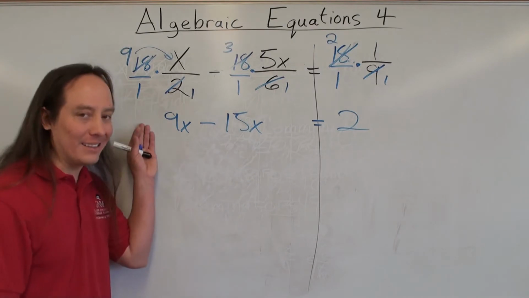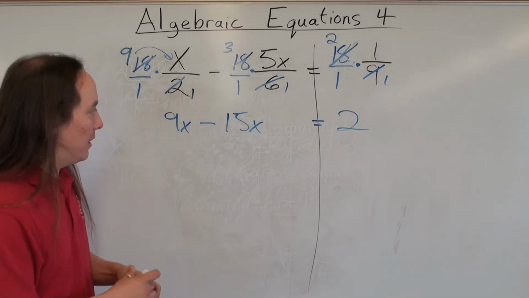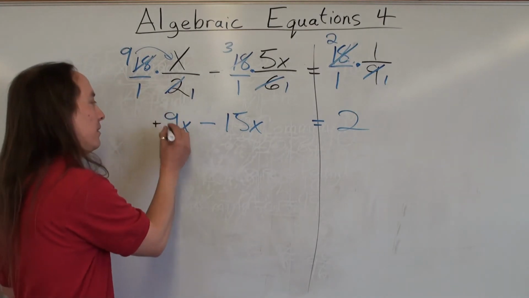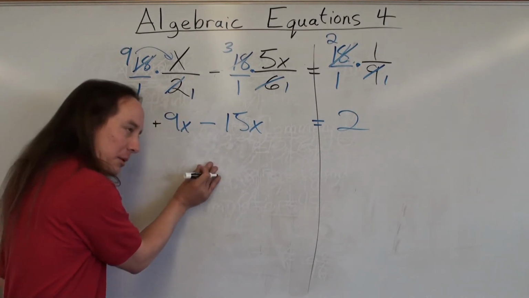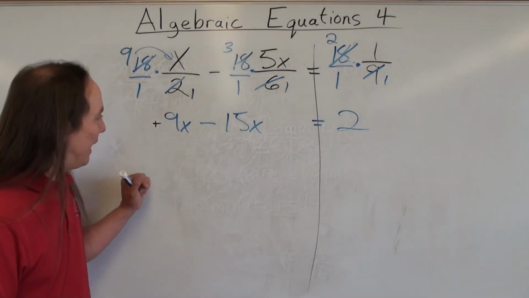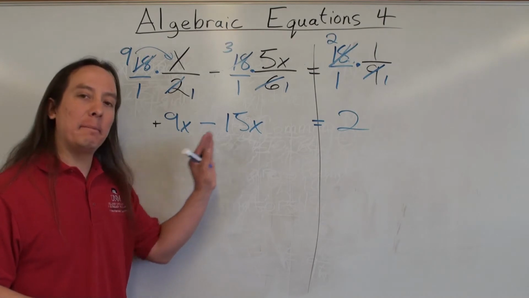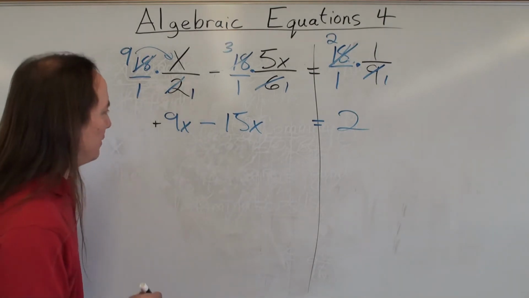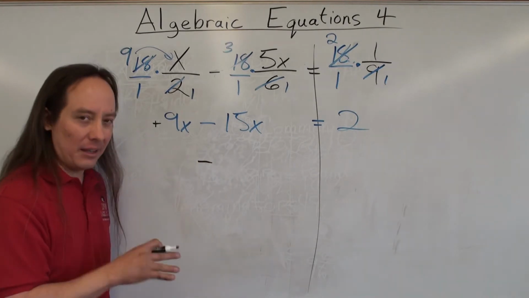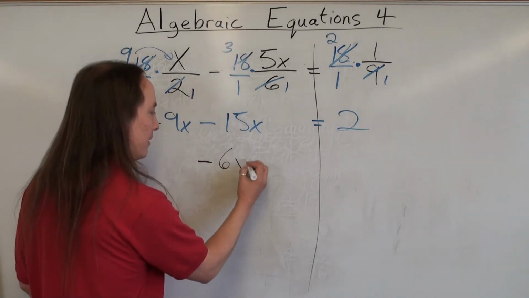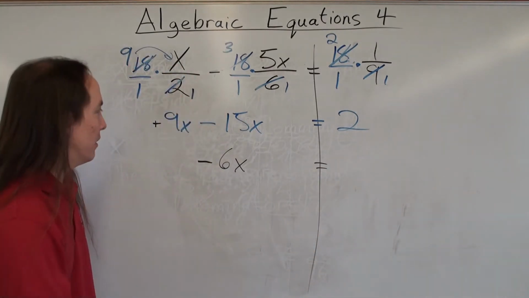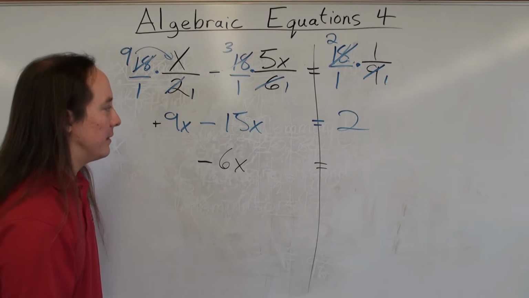Because this is just like the last video that I did. But we'll go ahead and keep going here. So this is a positive, this is a negative. I'm going to group them together because they're like terms. They both have an x, right? And let's see, positive 9 minus 15, that's negative. Well, the bigger one's going to win the sign, so it's going to be negative. And I'm basically going to subtract them. Negative 6x. 15 minus 9, this is 6. All right, and equal to 2.